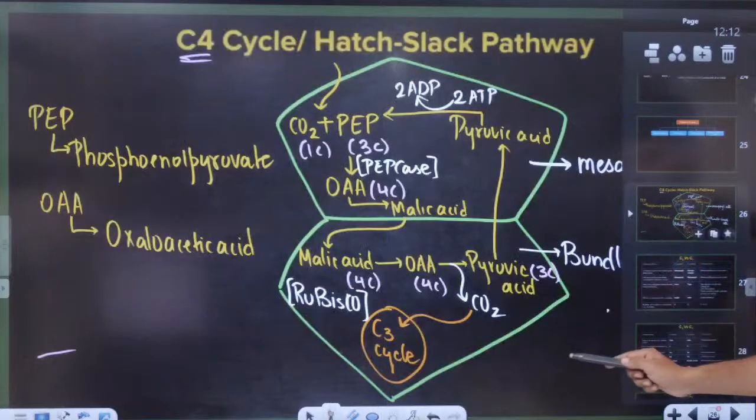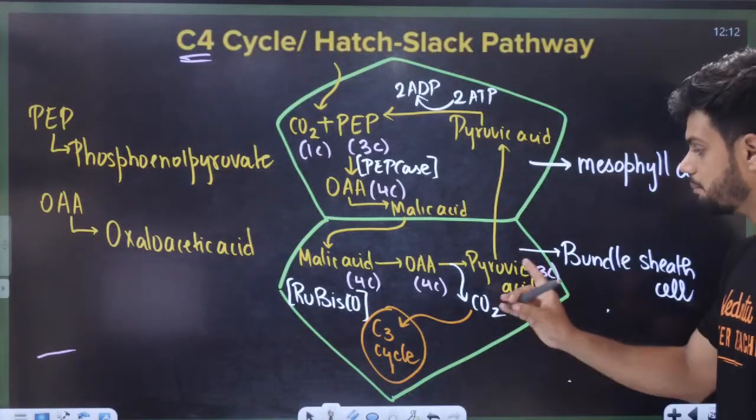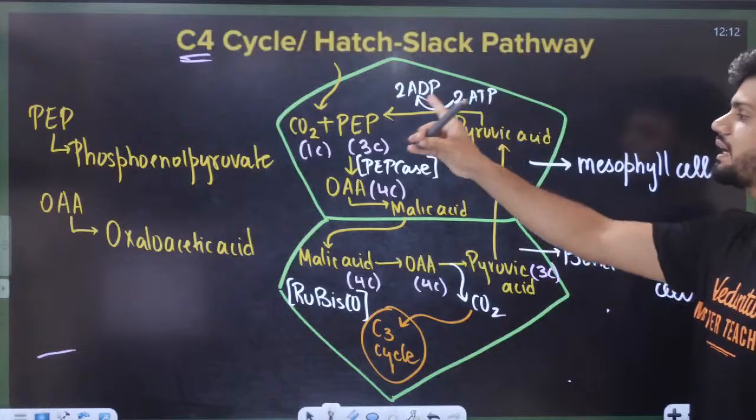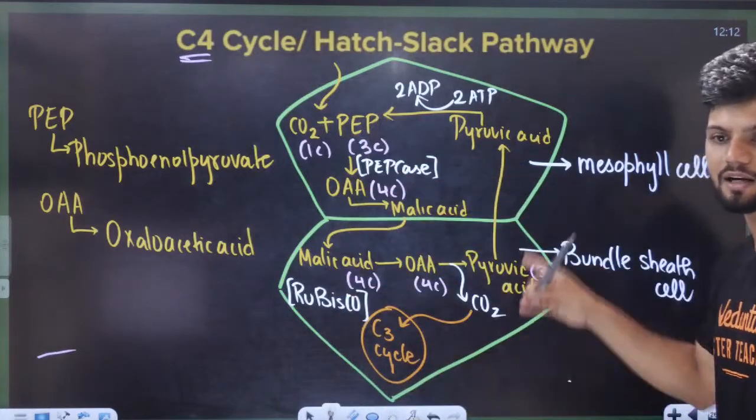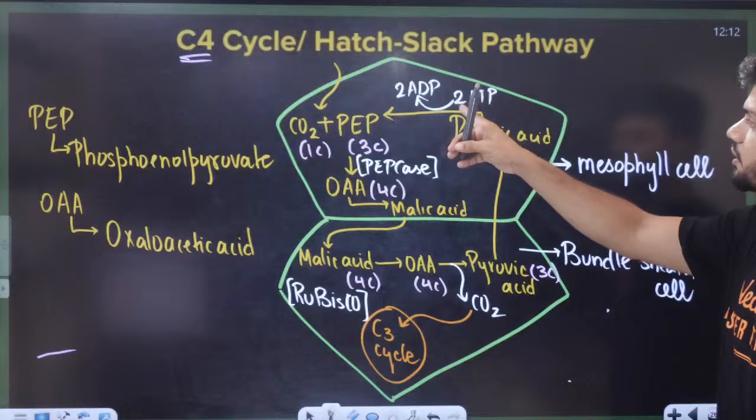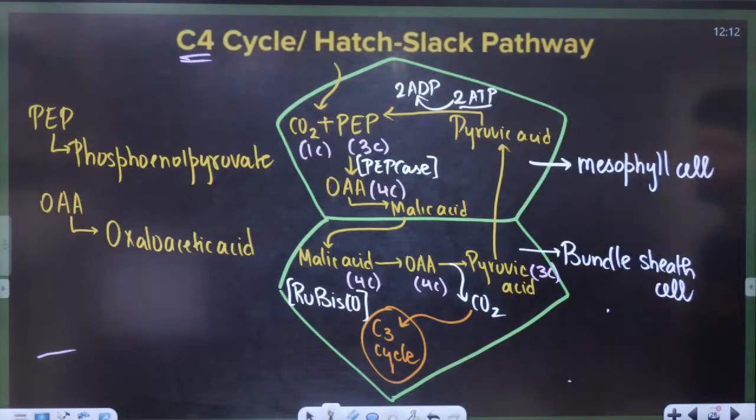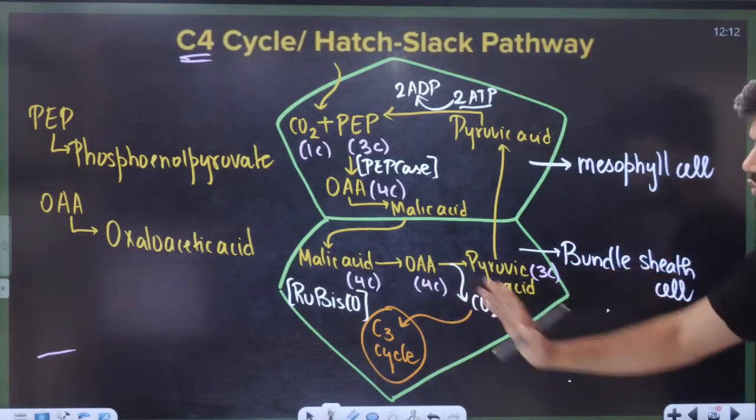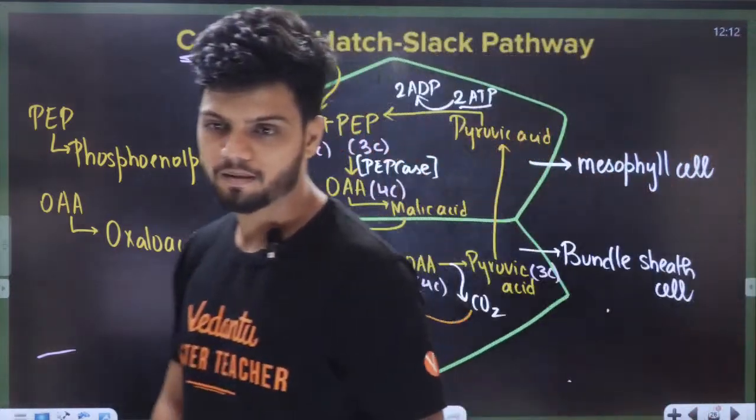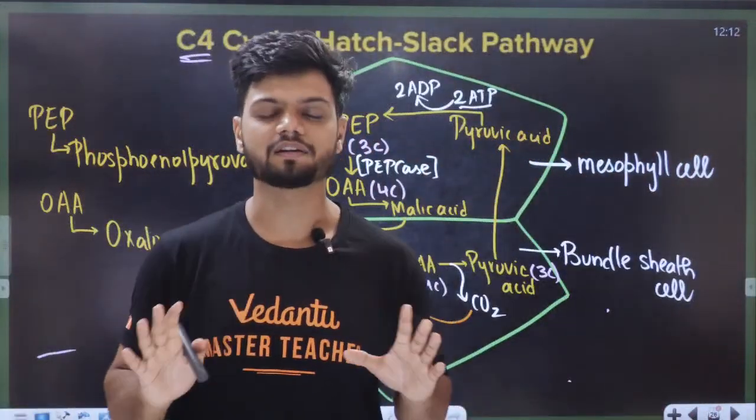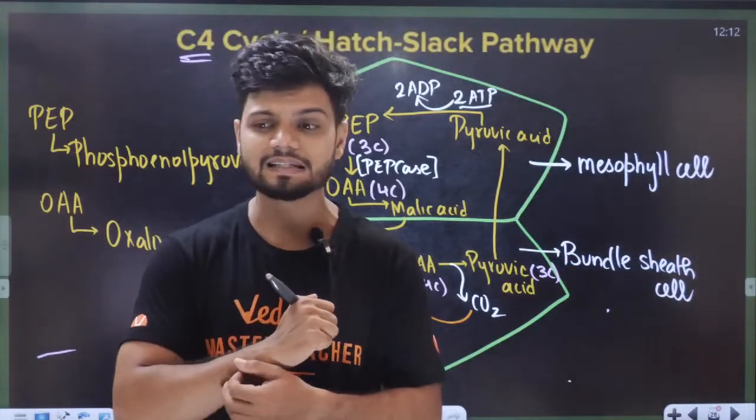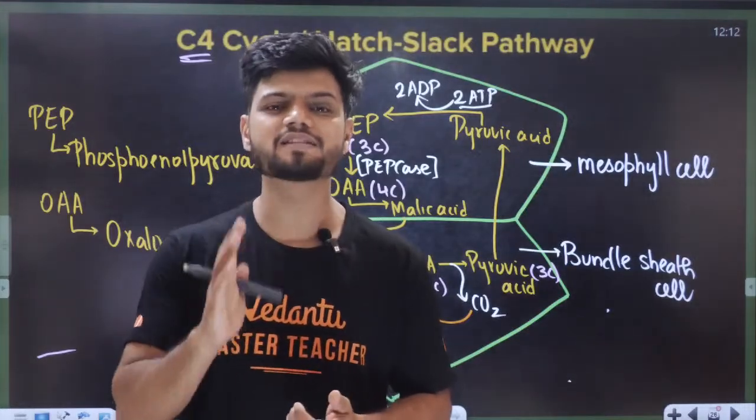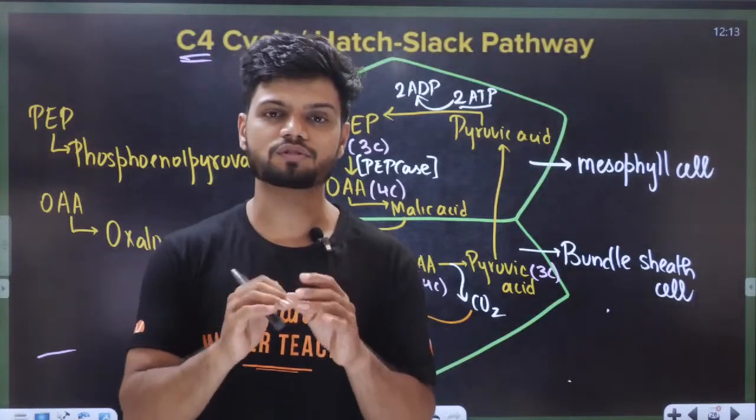And that 1 carbon undergoes the C3 cycle. Pyruvic acid is sent up, and this gets converted back to PEP for the entire cycle to keep on happening, where 2 ATP is used to form 2 ADP. And this is the mesophyll cell, this is the bundle sheath cell. Mesophyll cell, PEPcase; bundle sheath cell, Rubisco enzyme. That's all is your C4 cycle. There is no difficulty at all. It's very easy to understand the entire process of your C4 cycle.